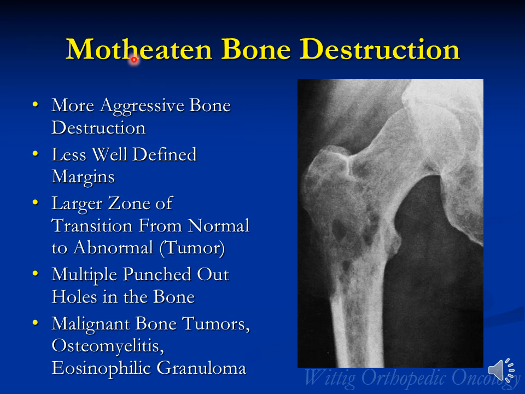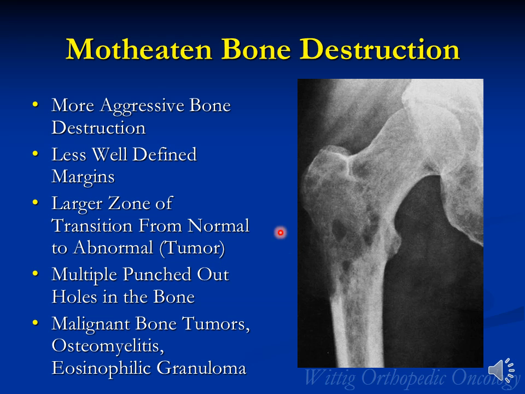Okay, now we're going to turn to discussing the types of bony destruction that correlate more with a malignancy, such as moth-eaten or permeative bone destruction. Often both of them coexist, and they're both indicative of more aggressive bone destruction. There are less well-defined margins. It's difficult to make out the borders of the tumor, or where the tumor ends and normal bone begins. There's a larger zone of transition from normal to abnormal bone.